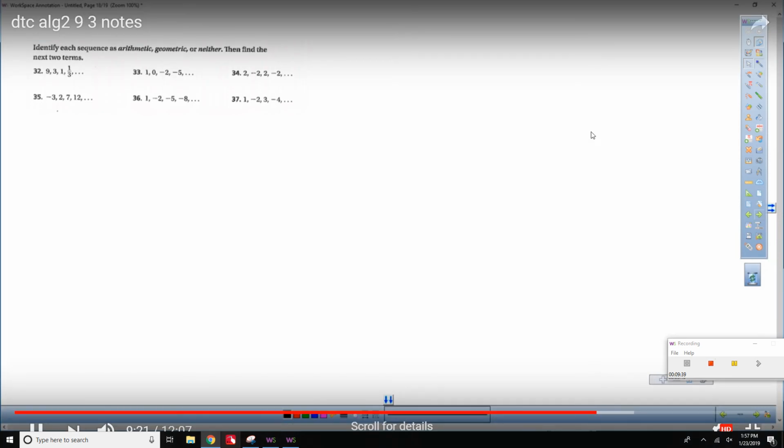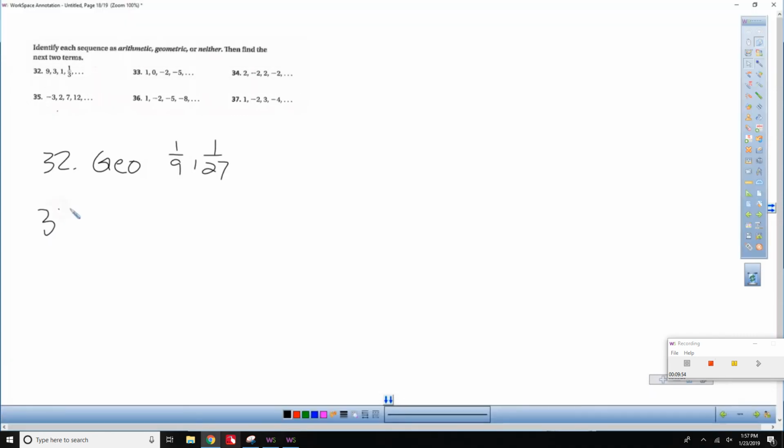Identify these as arithmetic, geometric, or neither. Then find the next two terms. I think we probably have two more examples. Number 32. Looks like we're multiplying by 1/3 each time. So the next term would be a 9th and then a 27th.